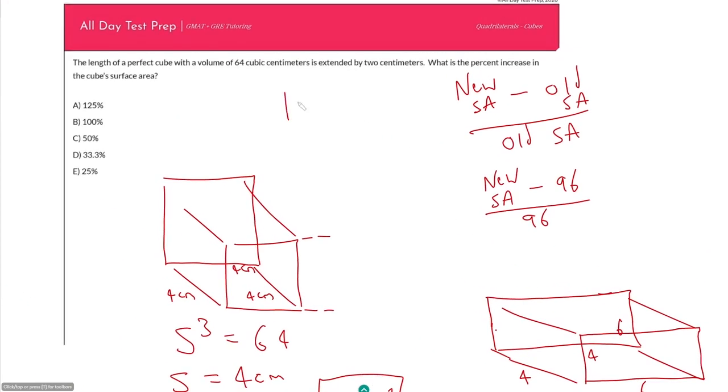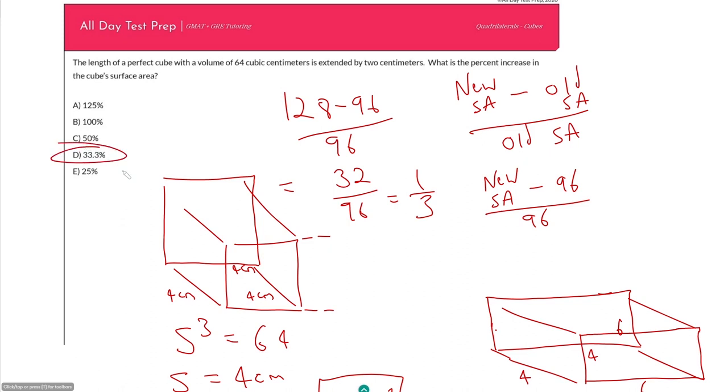So 128 minus 96 all over 96. This is 32 over 96, which is 1/3, also known as a 33.3% increase. So D is the answer, and that is it for cubes, and that is it for quadrilaterals in general.